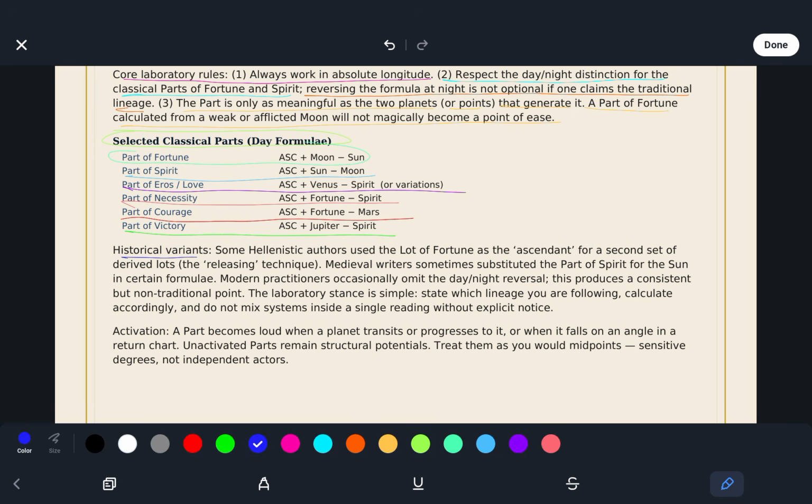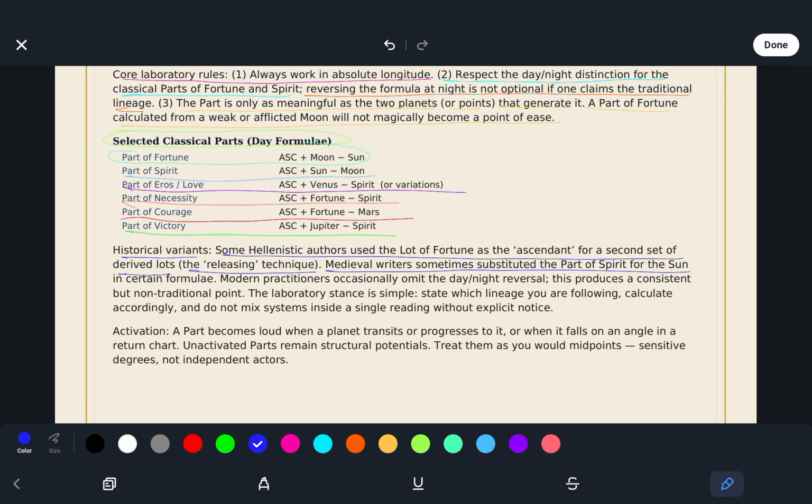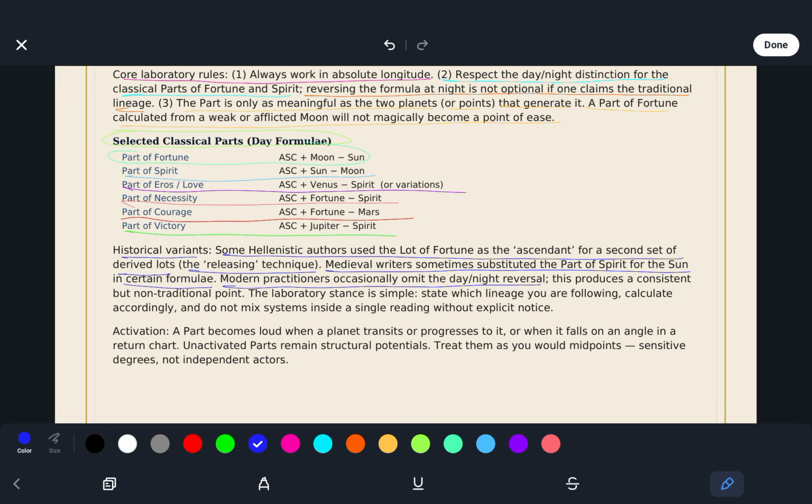Historical variants: some Hellenistic authors use the LOF as the ascendant for a second set of derived lots. The releasing technique: medieval writers sometimes substituted the POS for the sun in certain formulae. Modern practitioners occasionally omit the day-night reversal. This produces a consistent but non-traditional point. The laboratory stance is simple. State which lineage you are following, calculate accordingly, and do not mix systems inside a single reading without explicit notice.